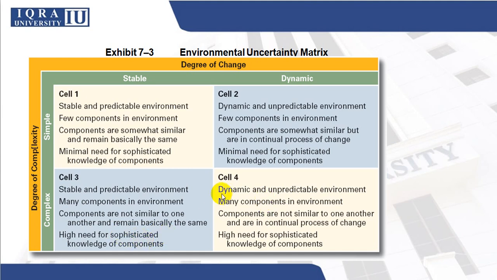with them. Similarly, if we talk about cell number 4, it is a highly unpredictable environment because the degree of complexity is complex and the degree of change is also dynamic. So many components are there in the environment and the change is also dynamic. Continuously there is new change each day. Components are not similar to one another and are in a continual process of change. And there is a high need for sophisticated knowledge of components.